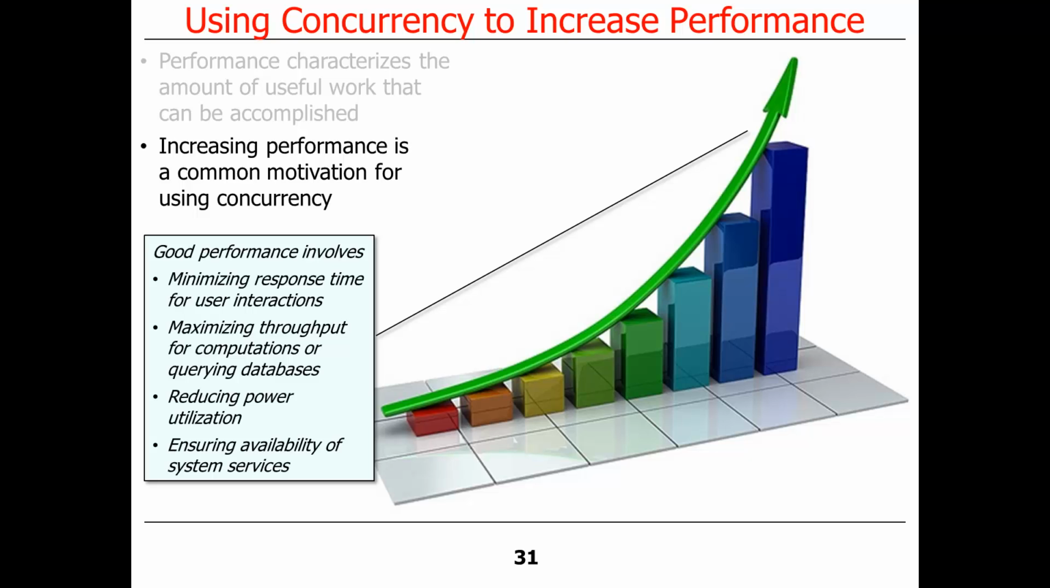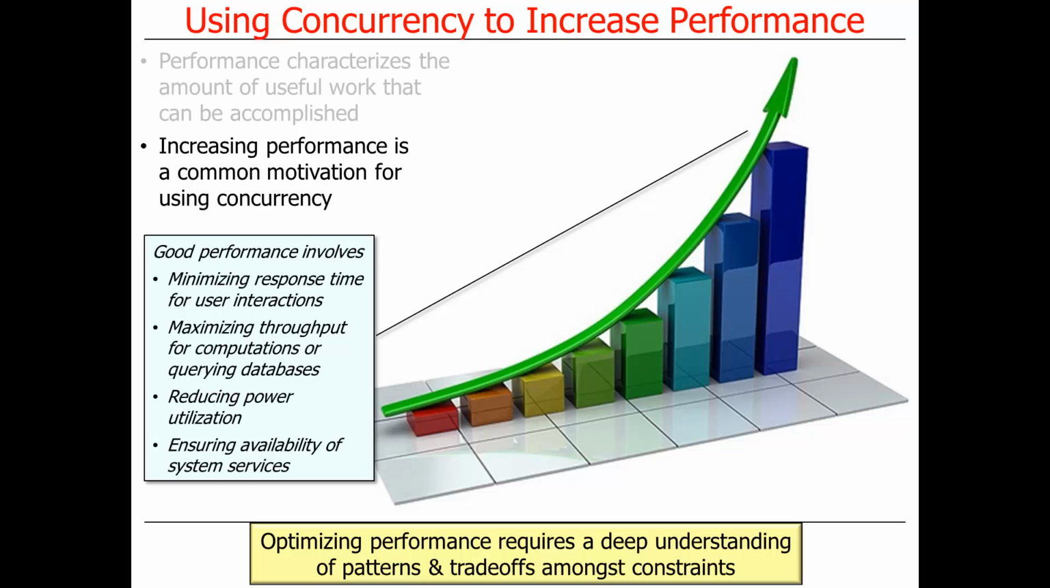It doesn't always work out this way, by the way. But you might want to be able to minimize response time when you interact with the users, maximize throughput when you do database queries or other kinds of computation. You might want to reduce power utilization, which is sometimes a trade-off between these other characteristics. And you might also want to make sure things are available. These are some of the dimensions of good performance. And doing this right involves a deep understanding of trade-offs between different quality attributes, because you very rarely get everything at the same time, right?